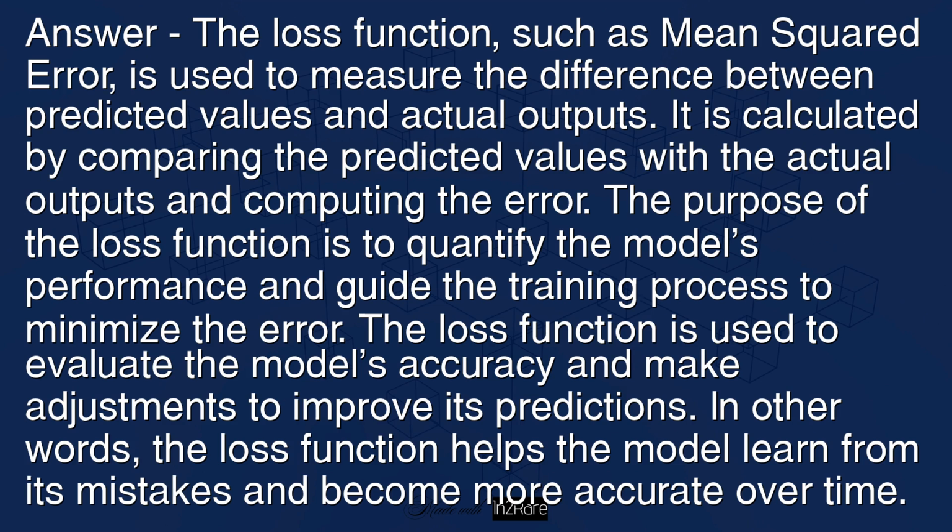Answer: The loss function, such as mean-squared error, is used to measure the difference between predicted values and actual outputs. It is calculated by comparing the predicted values with the actual outputs and computing the error. The purpose of the loss function is to quantify the model's performance and guide the training process to minimize the error. The loss function is used to evaluate the model's accuracy and make adjustments to improve its predictions. In other words, the loss function helps the model learn from its mistakes and become more accurate over time.